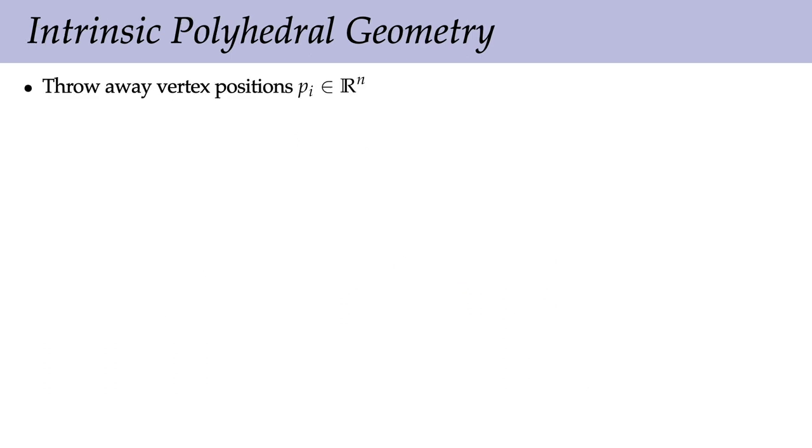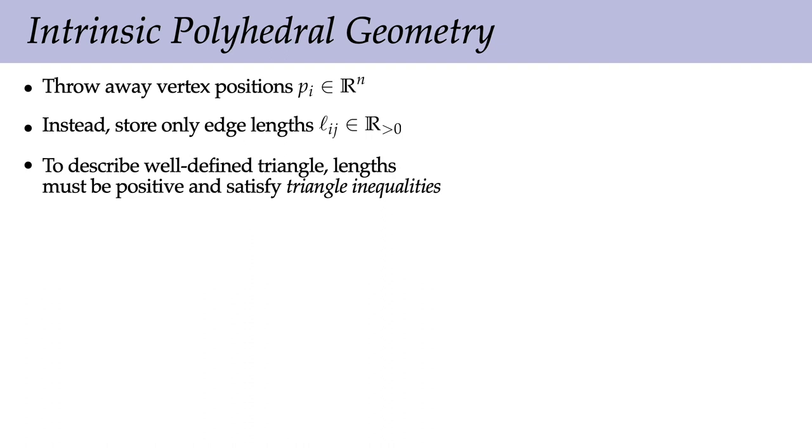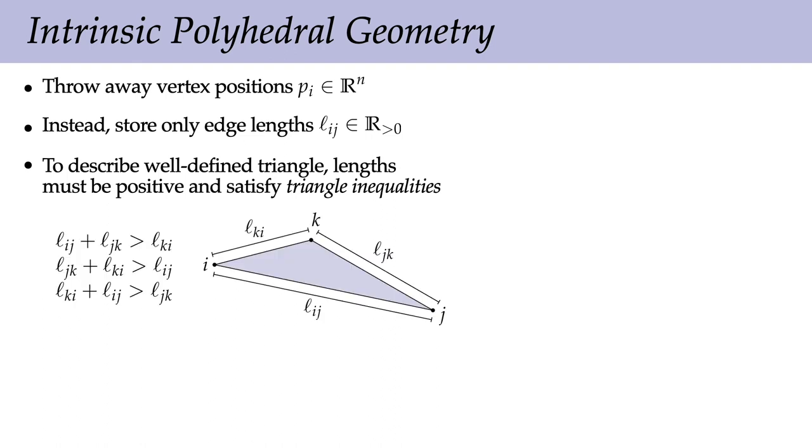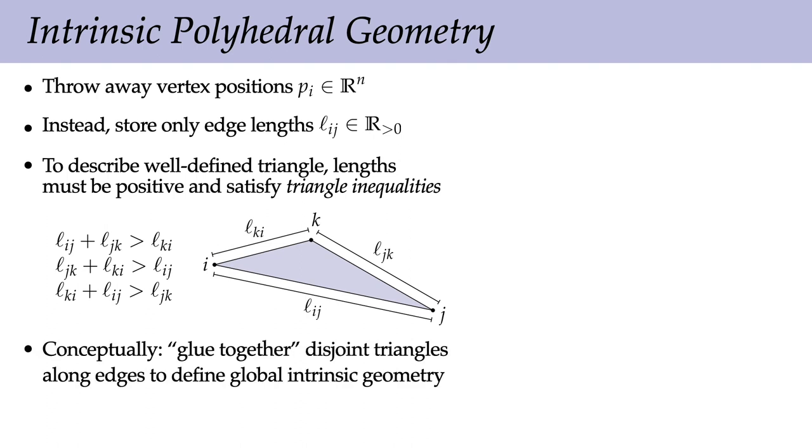So we're going to throw away these vertex positions and instead store only the edge lengths. And in order for these lengths to describe well-defined triangles, well, they have to be, for one thing, positive numbers, and for another, they have to satisfy the triangle inequality. Going from I to J and then to K must be a longer path than going straight from I to K. Okay? So conceptually, we're going to then glue together disjoint triangles along edges to define a global intrinsic geometry.